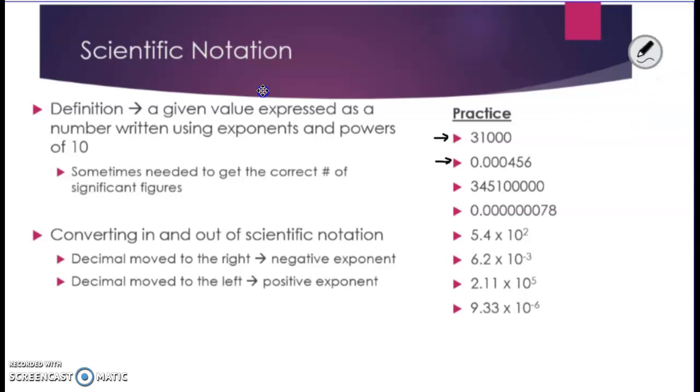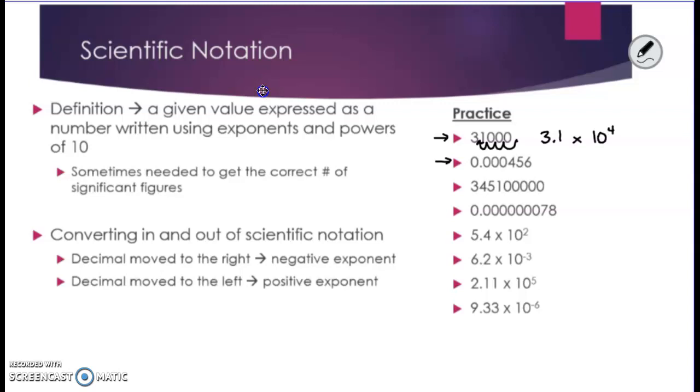So in our first number here, we know that the decimal technically is at the end of the number to start, and it has to be moved to after the first real number. So I'm going to be moving it right there after the 3. So I count 1, 2, 3, 4. I move my decimal 4 spaces to the left. So my answer will be 3.1 times 10 to the 4th.